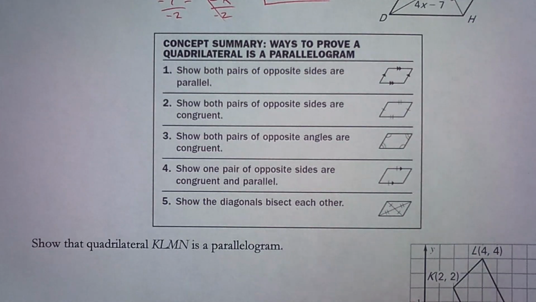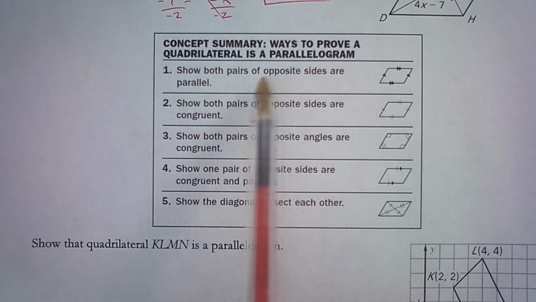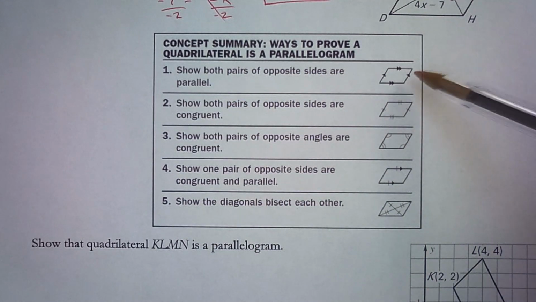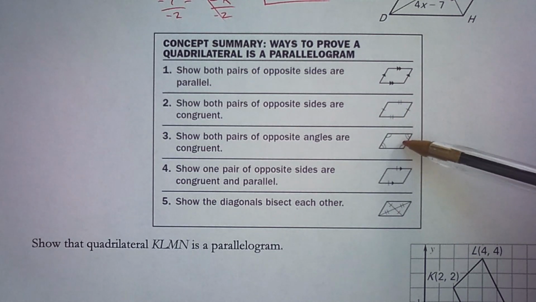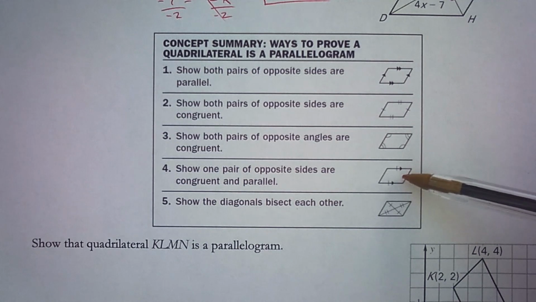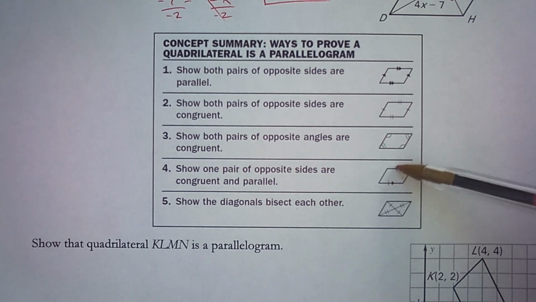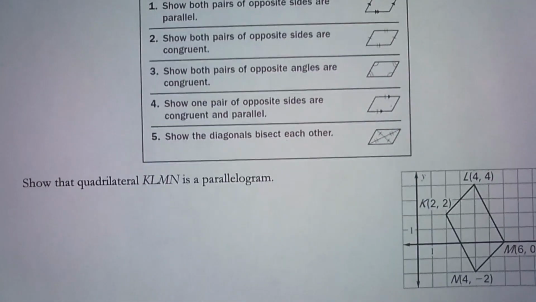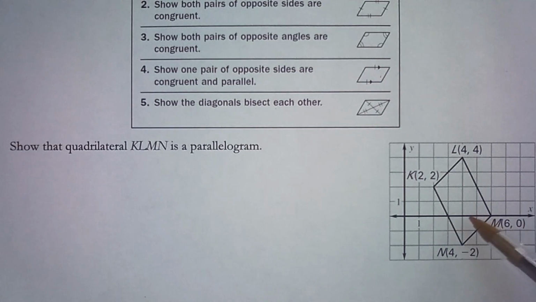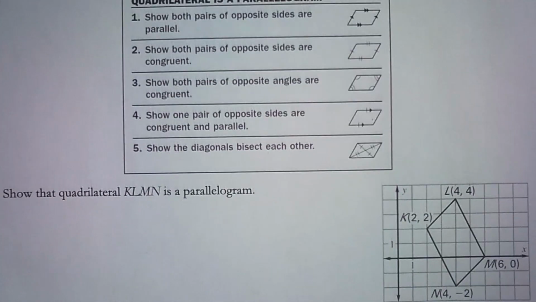So we'll recap here. We've got 5 different ways to prove that a quadrilateral is a parallelogram. If both pairs of opposite sides are parallel, if both pairs of opposite sides are congruent, if both pairs of opposite angles are congruent, if one pair of opposite sides is both parallel and congruent, or if the diagonals bisect each other. Okay, so we want to show that this quadrilateral here, KLMN, is indeed a parallelogram.